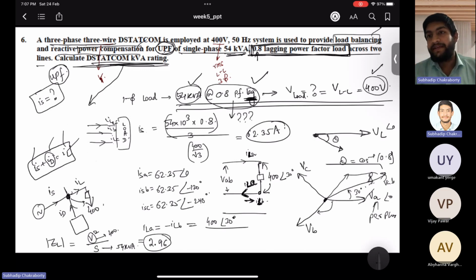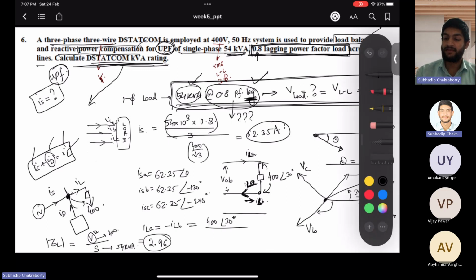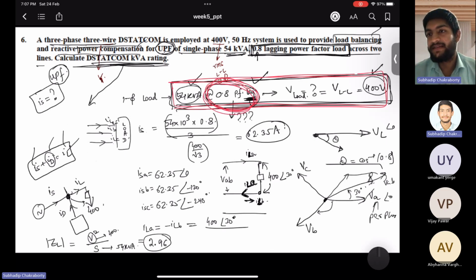How will you calculate angle? I told you. Load information is given here. Just look at this. All the load information is given here. You have been given a 0.8 power factor lagging load. Someone was also asking how to calculate R and X for the load. ZL magnitude you calculated. How will you calculate angle?